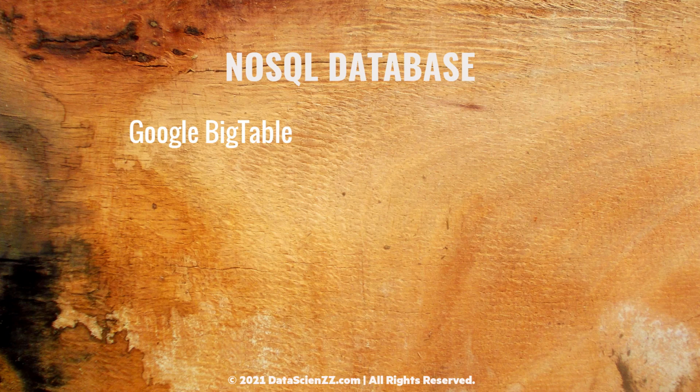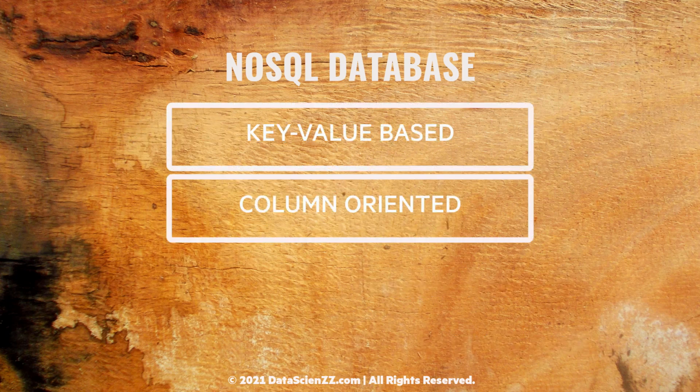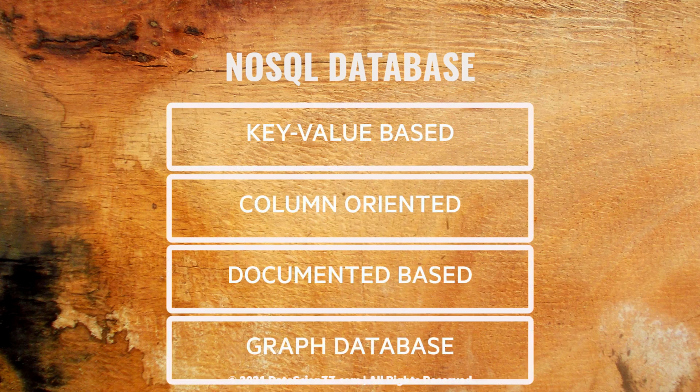With a similar concept, there came Apache HBase. Then, Amazon came up with DynamoDB. Next, we have Cassandra, developed by Facebook. Other examples are MongoDB and Neo4j. Usually, NoSQL databases are a collection of diverse technologies, and are of several types, like key-value-based, column-oriented, document-based, and graph-based.